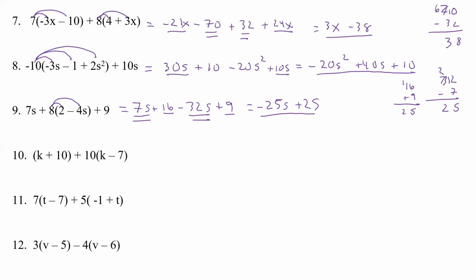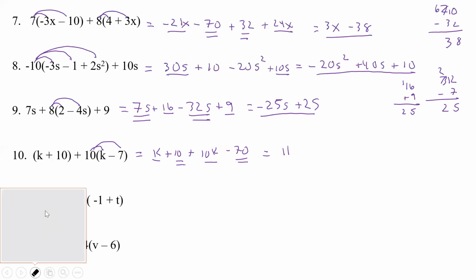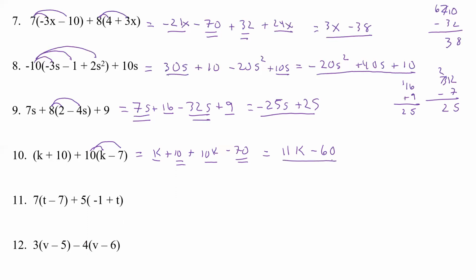All right, well here that just drops. 1 times all that, just that, but we still have to distribute here. So now we have k plus 10 plus 10k minus 70. So we have those like terms and those like terms. 10 plus 1 is 11k. Well, let's write that a little nicer. And then 10 minus 70 is going to give us a minus 60. Okay.